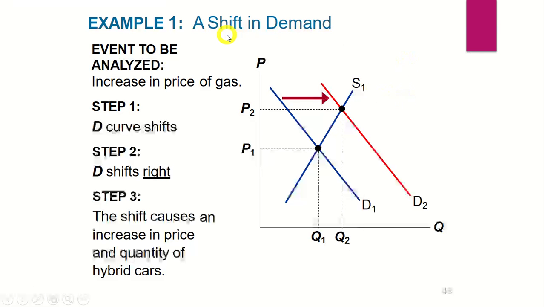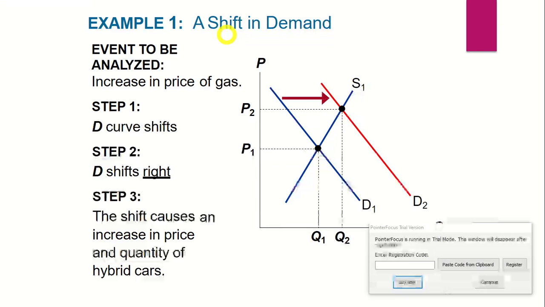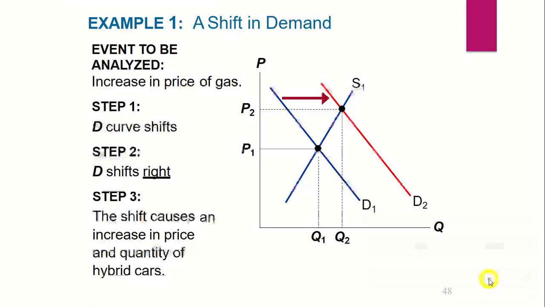So now example 1 is, let's say there is a shift in demand. The event that causes a shift in demand is the increase in the price of gas. We know that cars run on gas and hybrid cars use less gas. So step 1 is, we know that the demand curve shifts.